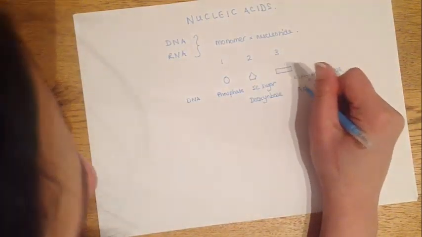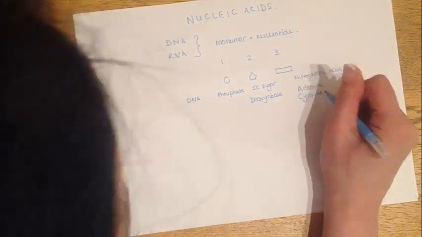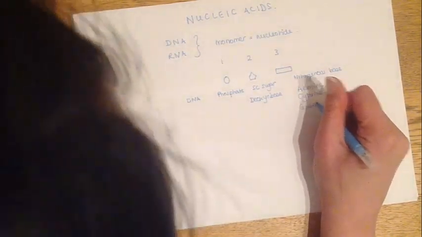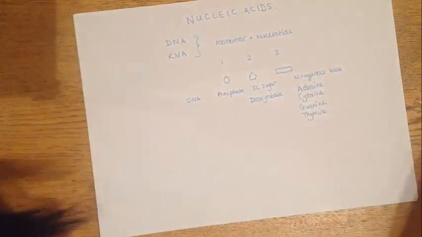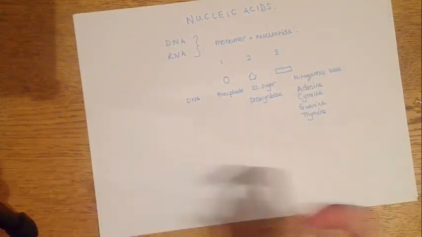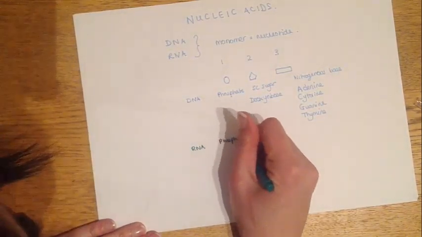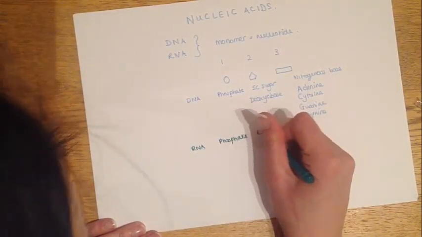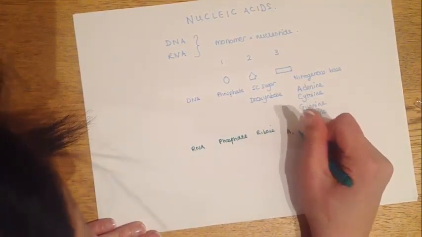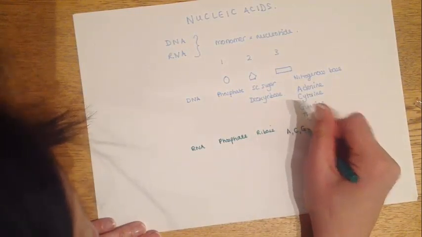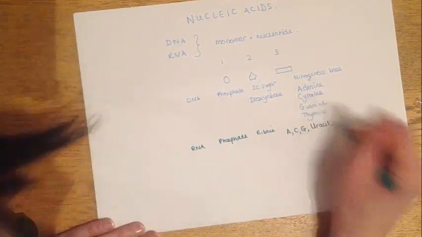A, adenine, C, cytosine, G, guanine, and T, thymine. RNA is slightly different in its nucleotides. RNA also has a phosphate. The 5-carbon sugar is ribose, and it has 4 bases. It still has adenine A, cytosine C, guanine G, but no thymine. This time it has U, which stands for uracil.